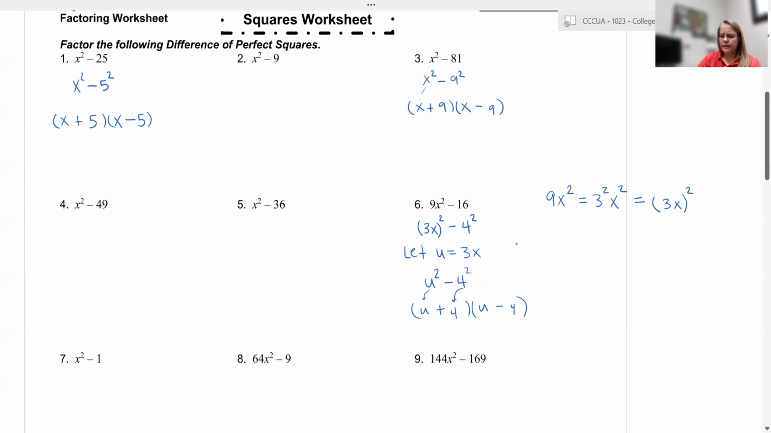Now I'm not done because I have to write my finished product in terms of the same variable as what we started out with. So I said that u is 3x. And so wherever I have a u, I'm just going to plug in my 3x. And I'm done now.